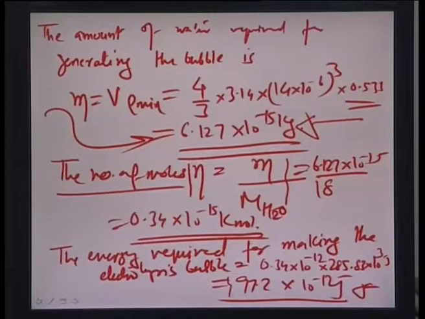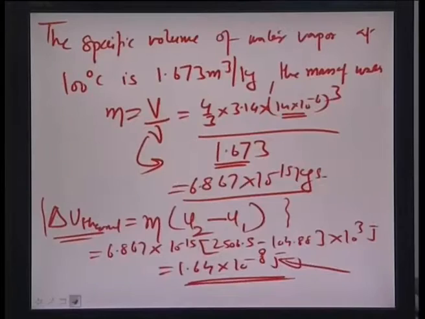In the electrochemical sense it is only about 10^-12 joules, whereas in the thermal sense it is about 10^-8 joules. So the thermal means is about 10^4 times more than the electrochemical means, and so definitely you can understand which one is a better or more energy efficient process.